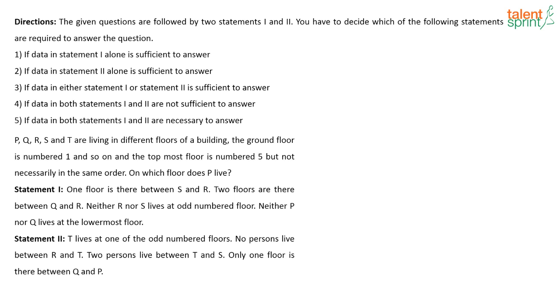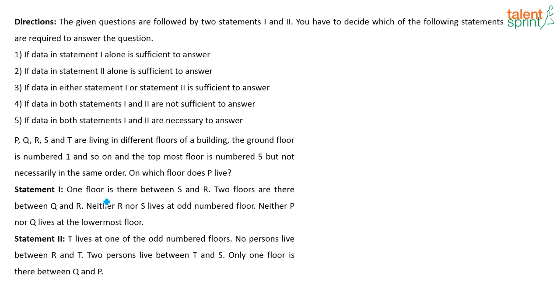The next question is on data sufficiency. So again, this question, what are they asking? They have given about floors, people living in different floors in a building. So you have 5 people, P, Q, R, S and T are living in different floors of a building. The ground floor is numbered 1 and so on, and the topmost floor is numbered 5, but not necessarily in the same order. On which floor does P live? You have to find out where does P live. So you have 2 statements here. Let us see which statement is able to give us the answer.